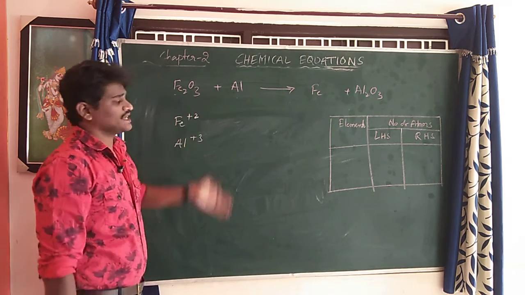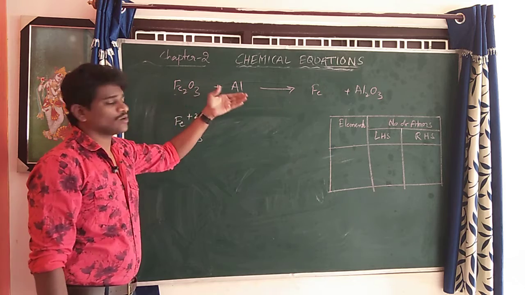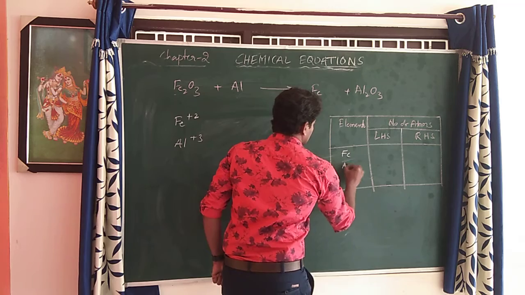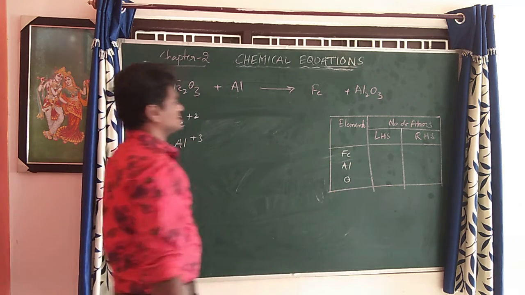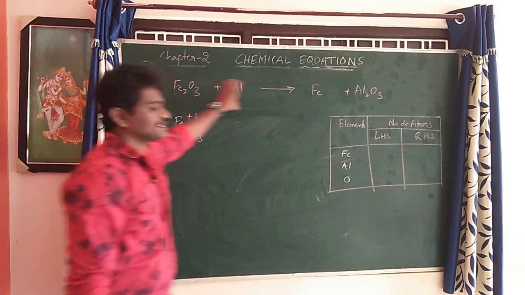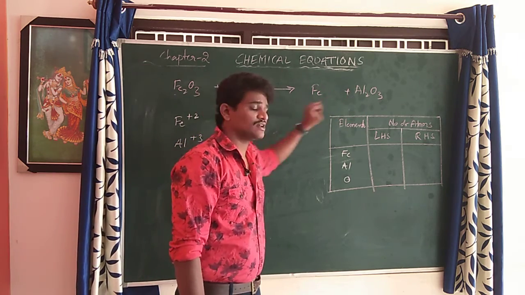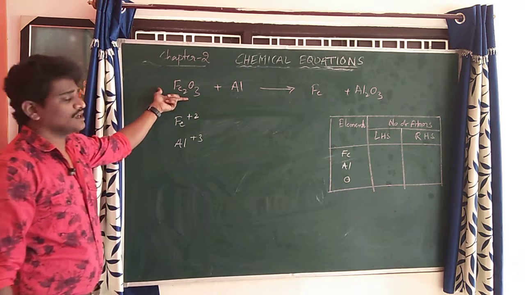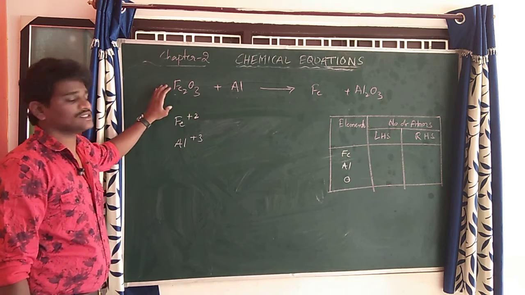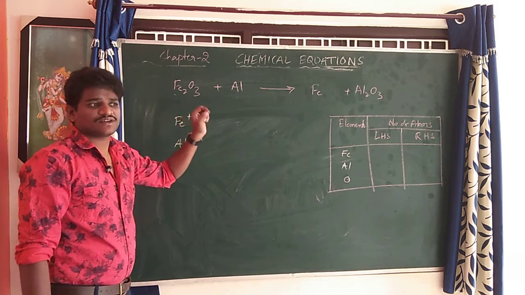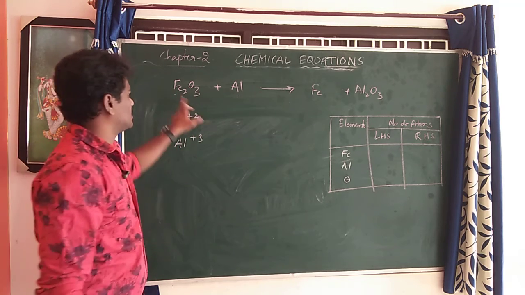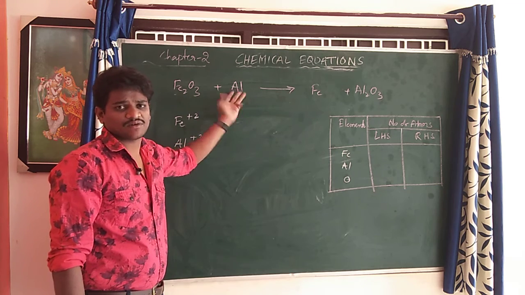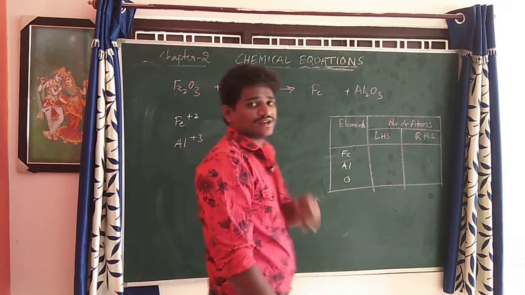In this reaction, how to balance the equation? So what are the main core moieties in this? Iron is there, aluminium is there, and oxygen is there, right? Only 3 elements are there. So this equation is called the skeletal equation. Skeleton equation. So these are formula units. First, 1 formula unit of iron oxide. In that, 2 atoms of iron and 3 atoms of oxygen are there. And 1 formula unit of aluminium, only 1 atom is there. That way formula units are used.